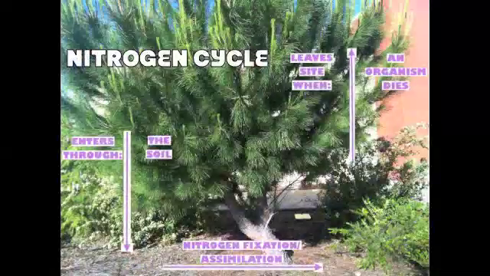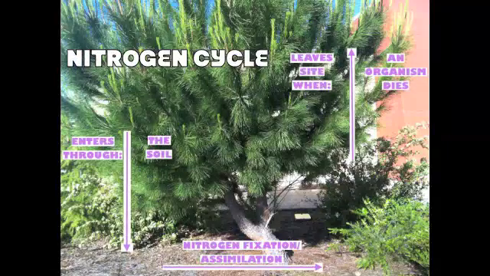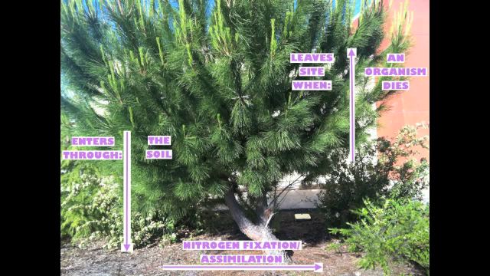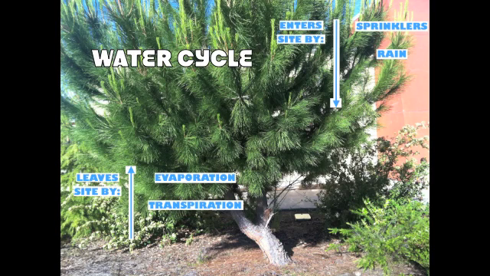The nitrogen cycle starts by the nitrogen entering the soil, where it undergoes nitrogen fixation, where bacteria convert it to a form usable by plants. This is called assimilation. It leaves the site only when a plant dies or an organism who has consumed a plant dies. The water cycle is that it enters the site by way of sprinklers and occasional rain.